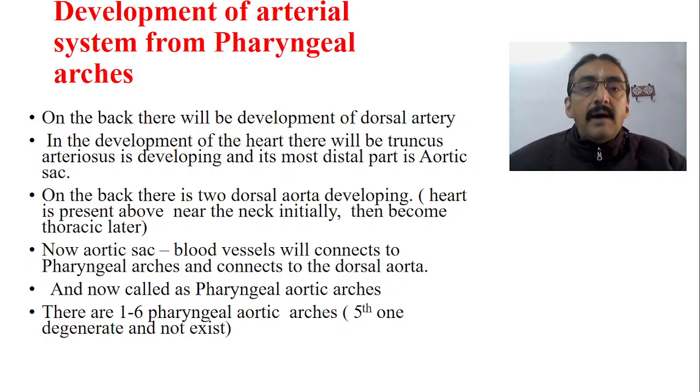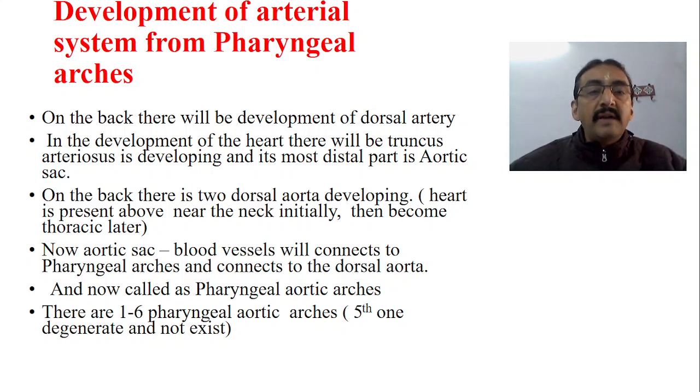When the heart is developing, there is development of the truncus arteriosus, and its most distal part is called the aortic sac. On the back there are two dorsal aortae developing. The heart is initially present above, near the neck, and later it becomes a thoracic structure.